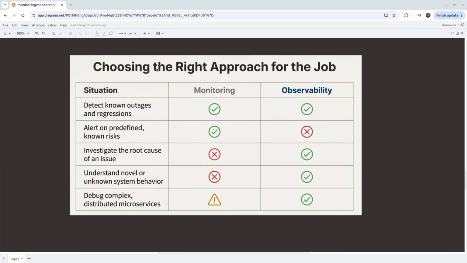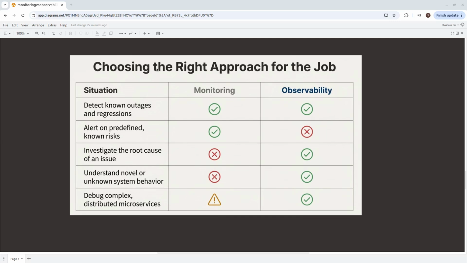So, when to use what? When to use monitoring, when to use observability. If your system is simple, monitoring might be enough. Looking at the table, you can easily see when to use monitoring and when to use observability. Just to detect known outages and regressions, you can go with monitoring. Observability will also help, but that might be overkill. To alert on predefined known risks, monitoring will help, observability will not.